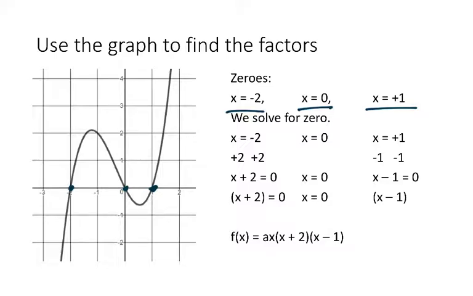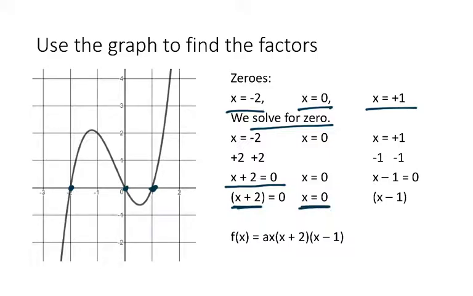What I'm then going to do to find factors is I'm going to solve for 0. So I'm going to take that x equals -2, and I'm going to add 2 to both sides, so that I get this term x plus 2 equals 0. And then there is my factor, that x plus 2. And then for x equals 0, I'm already there actually. At x equals 0. Awesome.